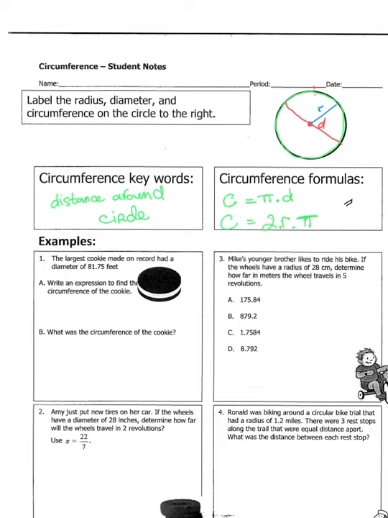Number one, the largest cookie made on record had a diameter of 81.75 feet. Write the expression to find the circumference of the cookie. So they give you the diameter, and then we're going to write the expression. I would write the formula pi times diameter, and we're looking for the circumference. So I will have 3.14 times 81.75.